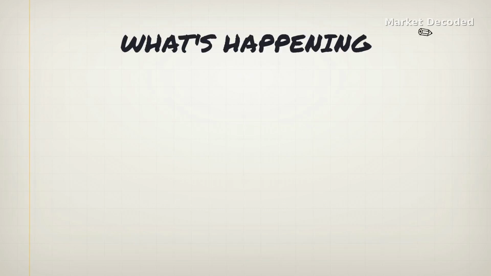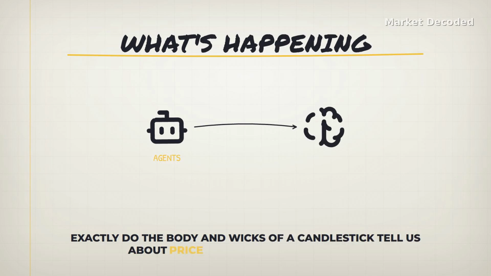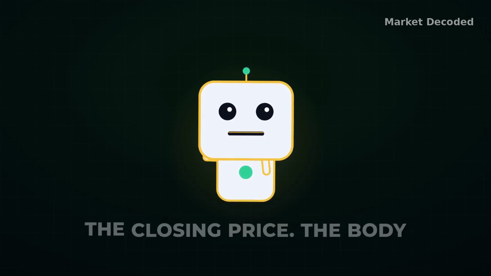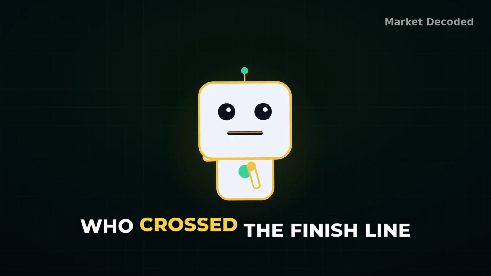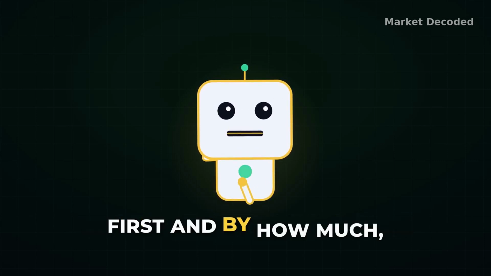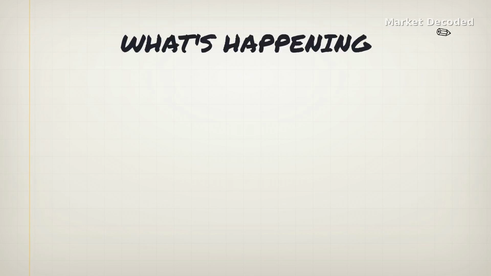What exactly do the body and wicks of a candlestick tell us about price movement? Imagine you're at a race. The starting line represents the opening price, and the finish line represents the closing price. The body of the candlestick shows you who crossed the finish line first and by how much, while the wicks reveal the highs and lows achieved during the race.